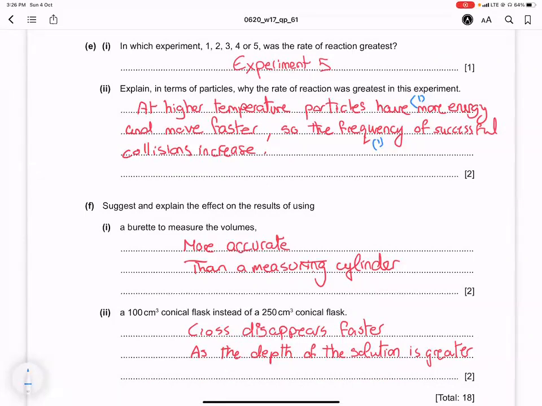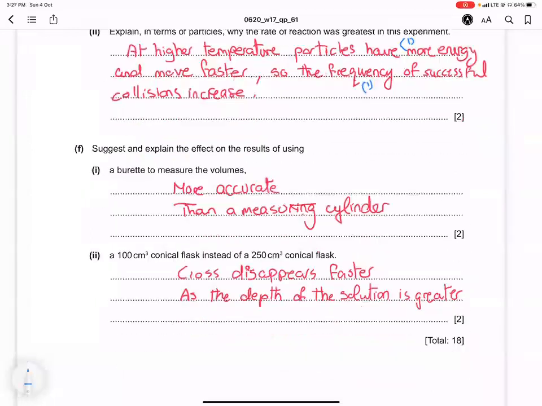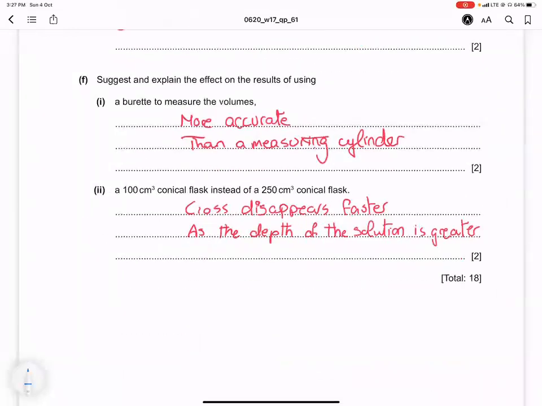If this question was a paper 4 question, you could also have said that the proportion of particles with energy at or above activation energy has increased. But for paper 6, it's enough to say particles have more energy and move faster, so the frequency of successful collisions increases. Suggest and explain the effect of using a burette to measure the volumes. It's more accurate than a measuring cylinder. Okay, more accurate takes a mark, then a measuring cylinder takes the second mark. Okay, he wants you to compare between the measuring cylinder and the burette.